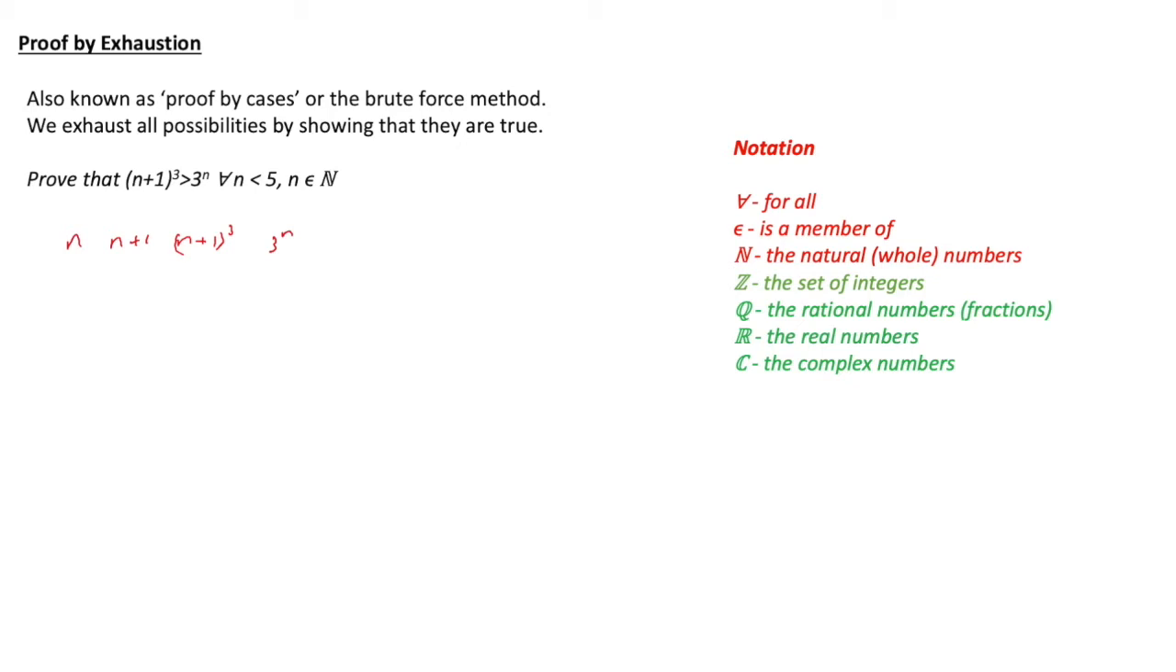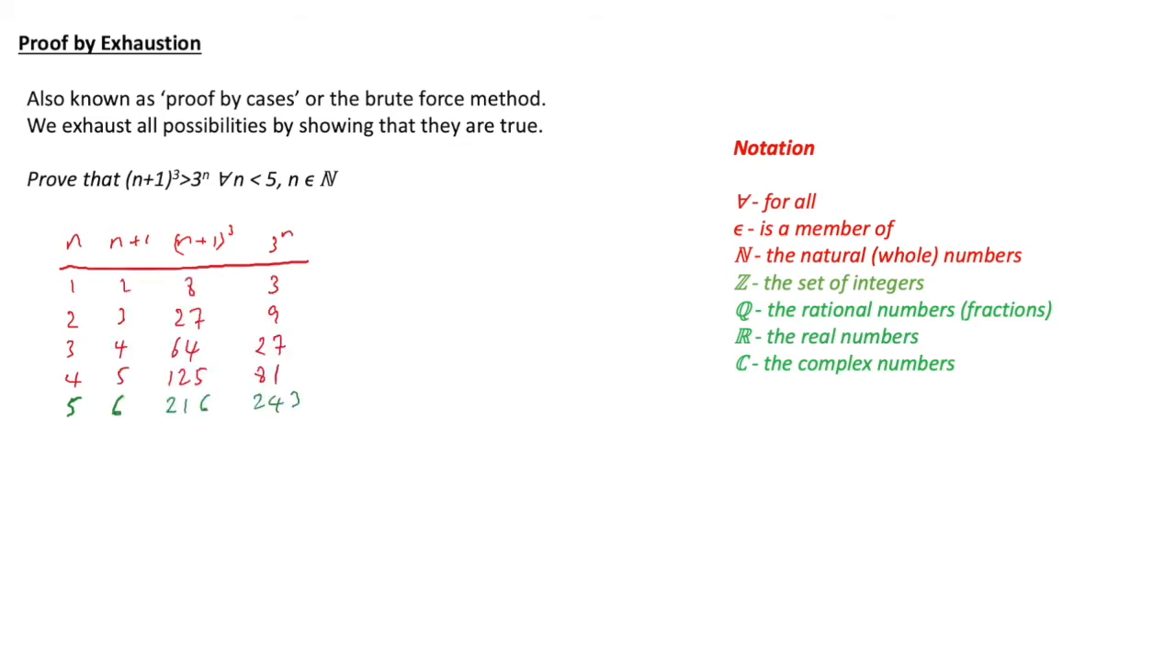So we have our n, then our n + 1, then (n + 1)³, which is the left hand side of the inequality, and then 3ⁿ. We pop the numbers in. Now we only need 1, 2, 3 and 4, and I'll refer back to that in a bit, but I've put 5 in just as a matter of interest because for some reason they've said for all n less than 5. Anyway, then we put the other numbers in.